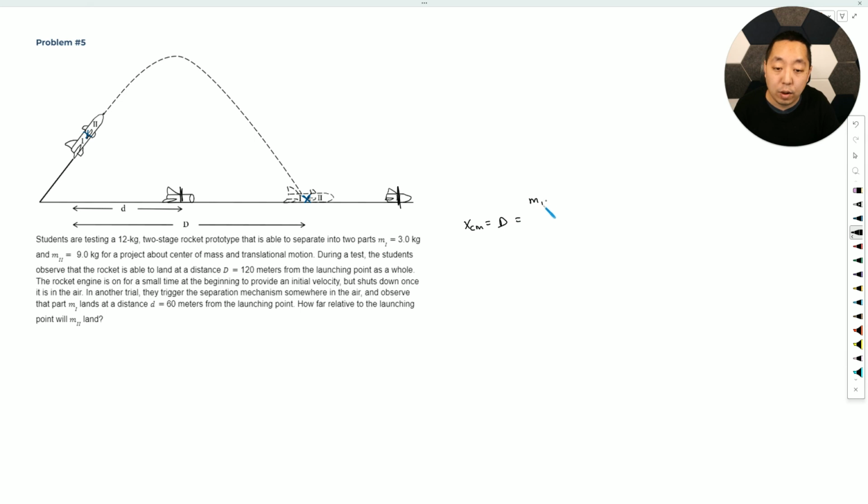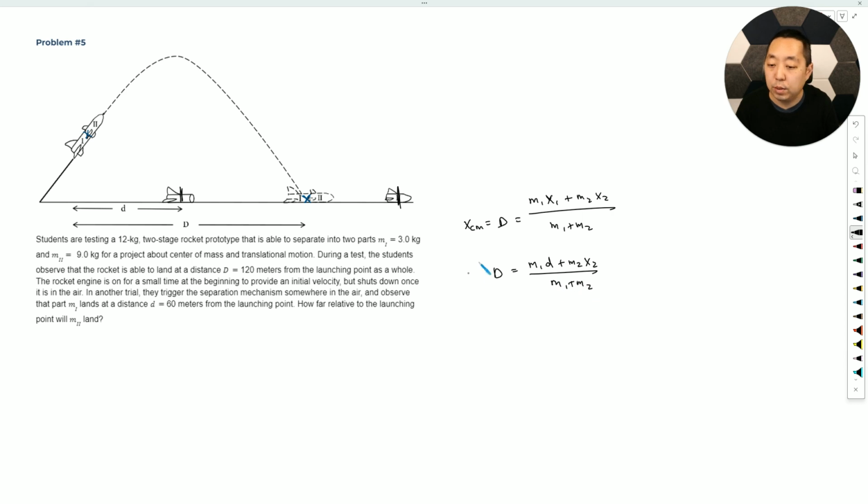And that ought to equal M1 x1 plus M2 x2 over M1 plus M2, because even though they split apart, that's internal. Any forces they exert on each other is internal to the system, so the center of mass should still land in the same spot as before. There's no difference in the scenarios. So this is M1 times his position d plus M2, and this is what I'm trying to figure out, what his location is, over M1 plus M2.